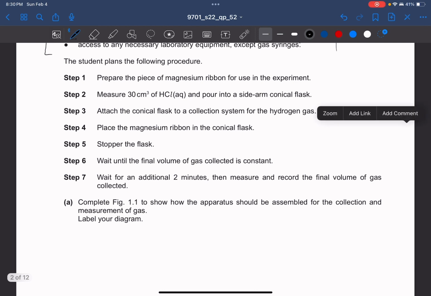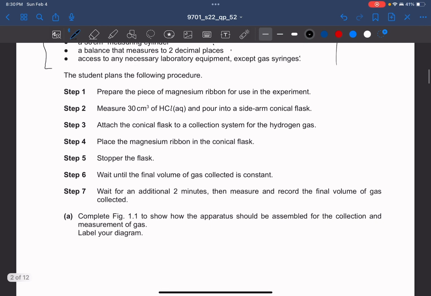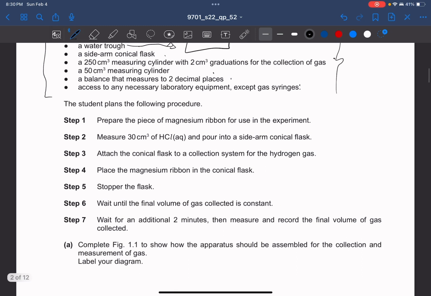So this is the student's procedure. We're just gonna briefly go through this so that we can get an idea of where the experiment is going. So basically the student prepares a magnesium ribbon. They have hydrochloric acid, and they're gonna pour it into a conical flask. The conical flask is going to be attached to a collection system, so hydrogen gas is going to be collected.